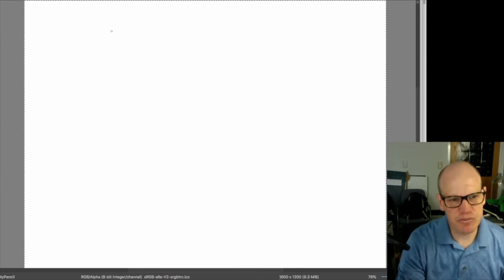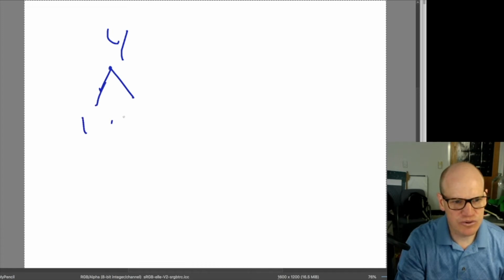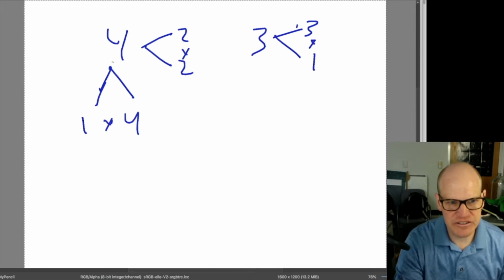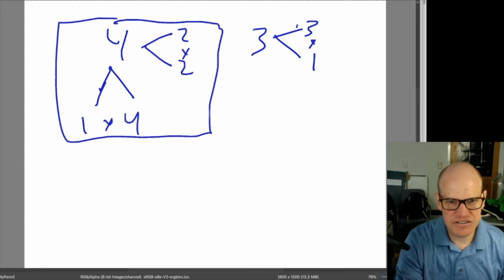So you pick a number, let's say 4. 4 can be factored in a variety of ways. 1 times 4, or it can be factored into 2 times 2. Where 3, for example, can only be factored into 3 times 1. So these are what things can you multiply together to get the number that you're talking about. So this is called a composite number, and this is called a prime number.